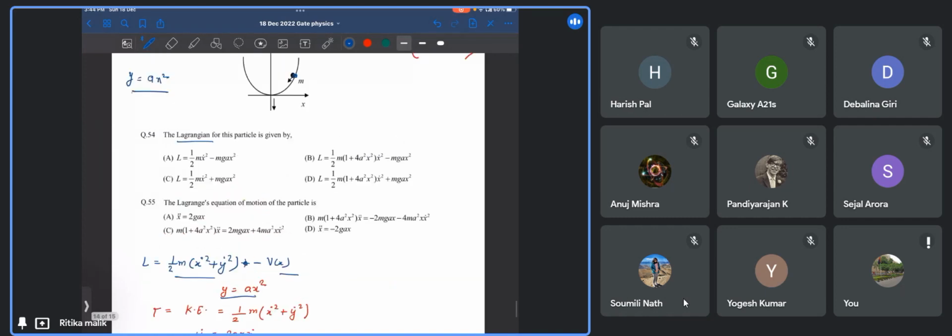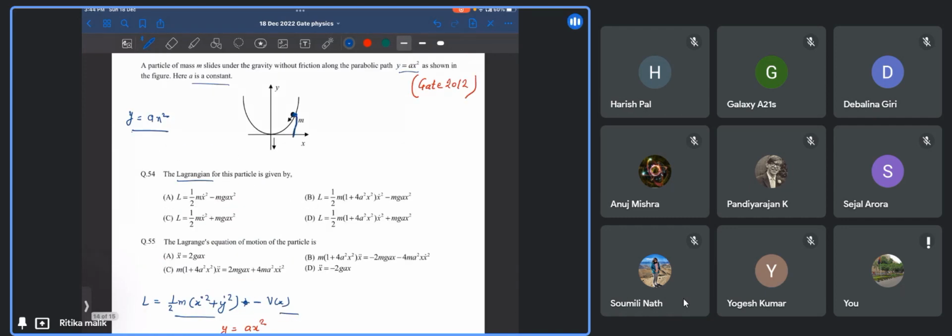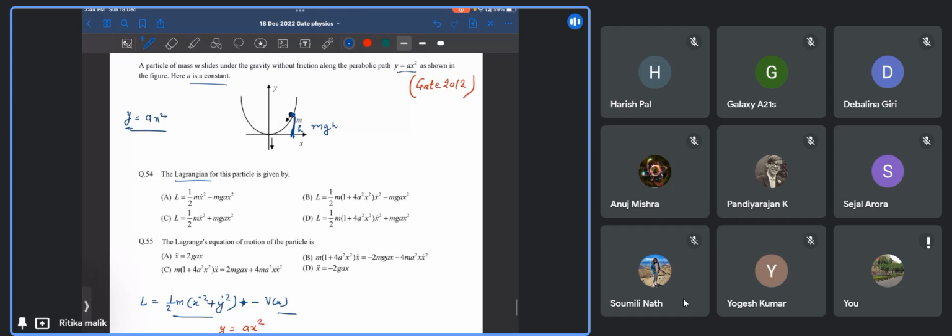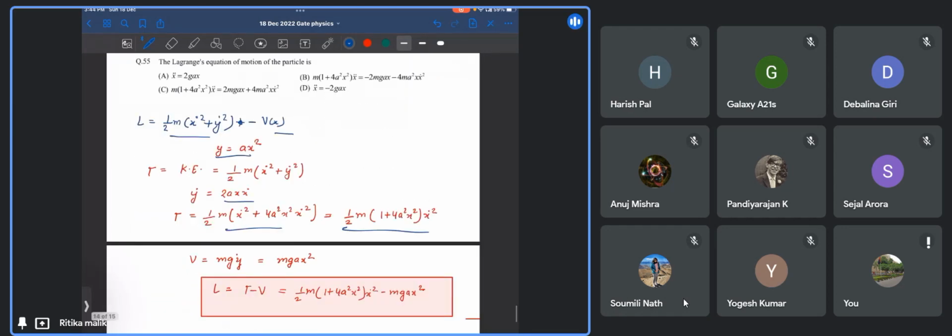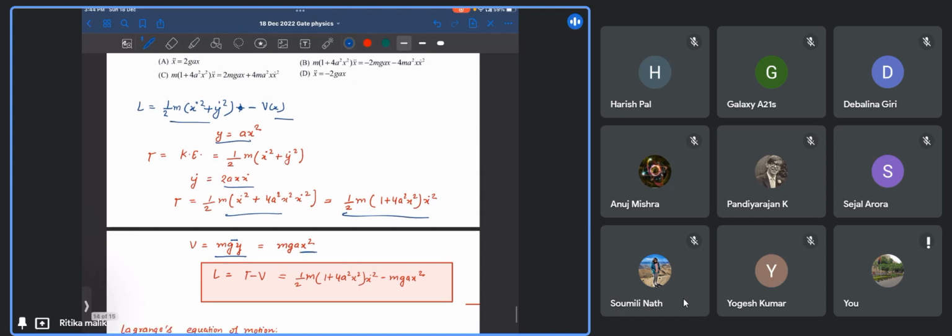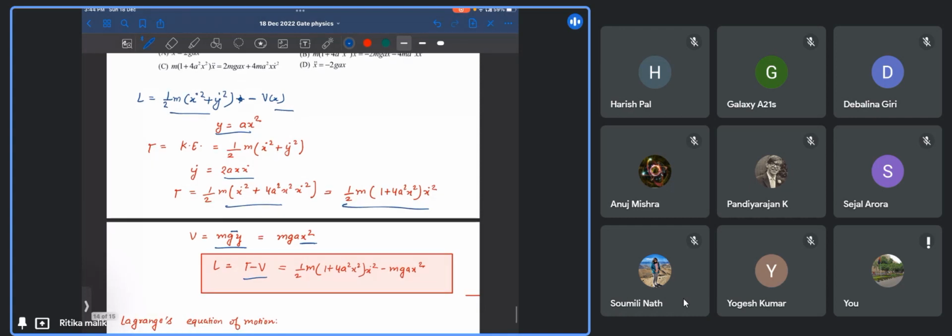Now, the potential energy is given by mgh in the case when the height is h. Since the height is y here, it is mgy. The potential energy is mgy. There is no dot here. So y is given as a x square, so the potential energy becomes m g a x square. So the Lagrangian is T minus V. Now, if you look at your Lagrangian, it just has x and x dot. So your Lagrangian is a function of one generalized coordinate, which is x.